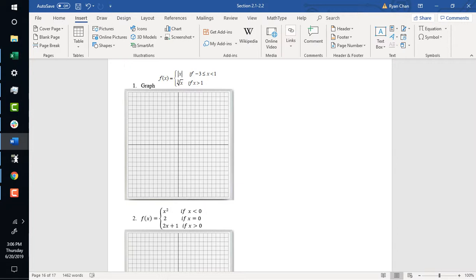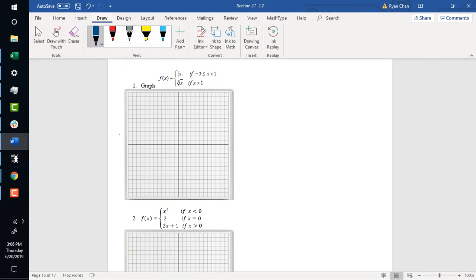So let's talk about this right here. If you notice your piecewise function, I have absolute value of x if -3 is less than or equal to x, less than 1, and then cube root of x if x is greater than 1. Now, in your homework, they will probably just ask you a multiple choice, like pick which graph is right.